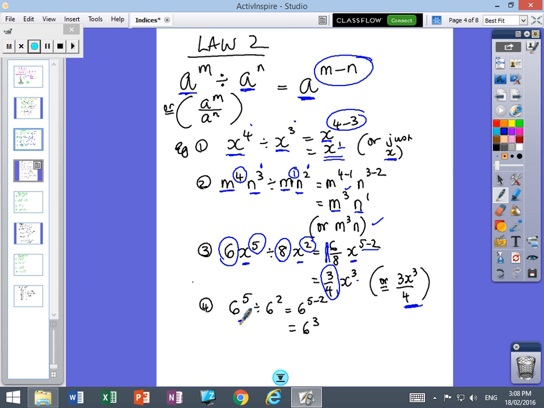And the last one is just a trick. These 6's aren't normal 6's because they've got powers. So base 6 equals base 6, and 5 minus 2 equals 3. So copy those down, that's law 2, and when you're ready, come to the next slide.